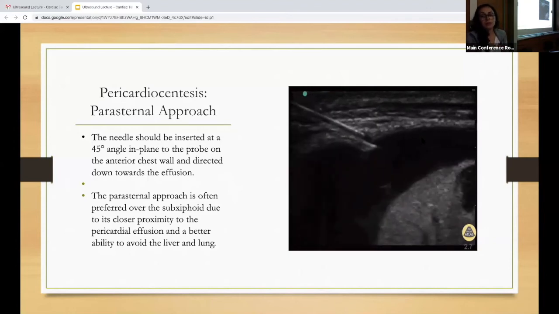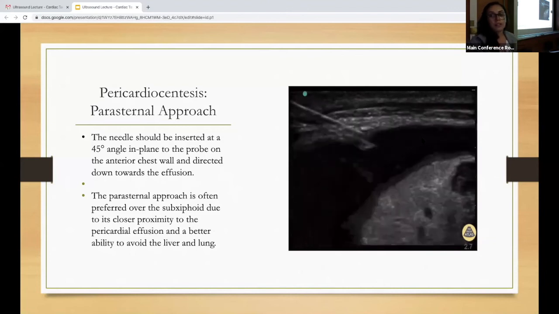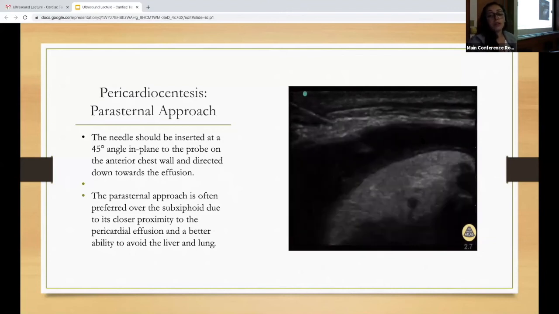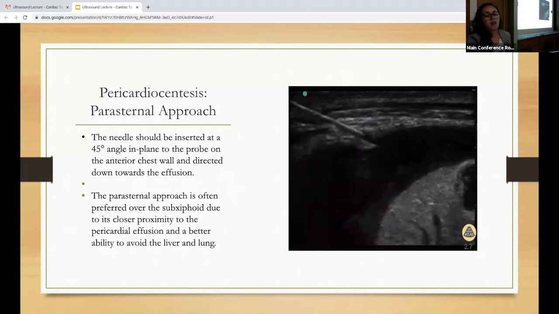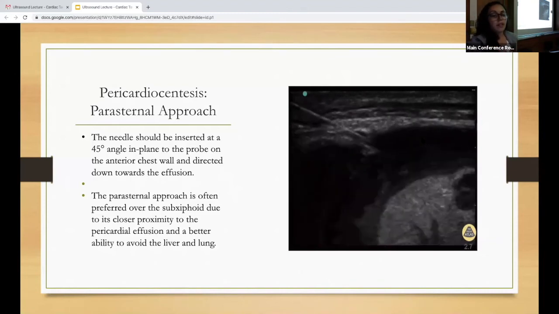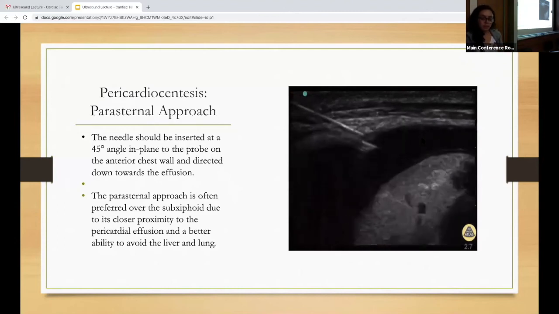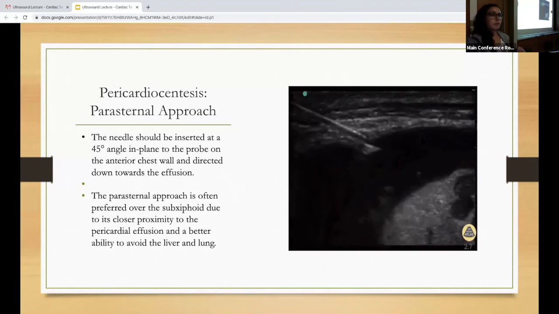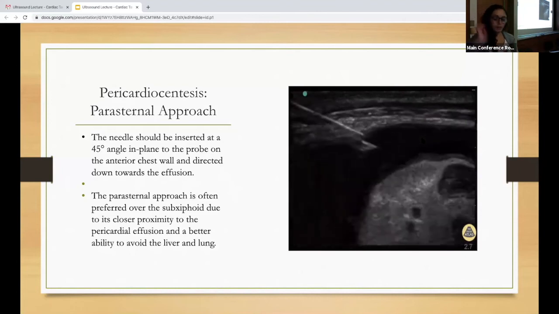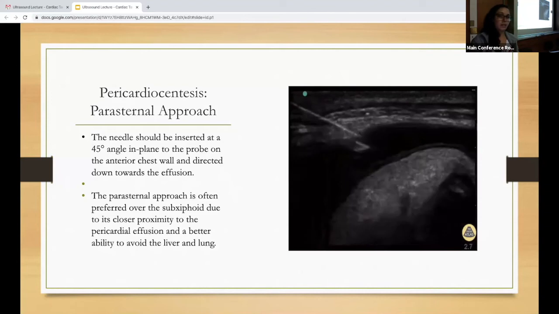The parasternal approach is often preferred over the subxiphoid approach due to the closer proximity to the pericardial effusion and a better ability to avoid the liver and the lung. But there's not really a lot of data on which one is superior and has fewer complications. We're actually going to look at a video after I'm done here on exactly how this is done. That was done over at Penn State.